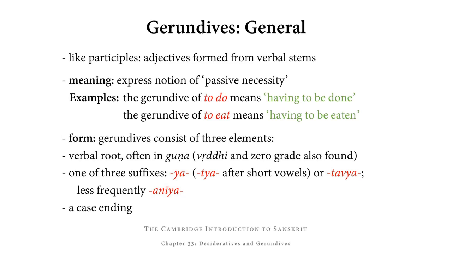Their form consists of three elements. First of all, the verbal root, which often stands in guna, but we also find vriddhi or zero grade. Then one of three suffixes, ya, tavya or aniya, and ya is replaced by tya if a short vowel precedes, and then finally a case ending.